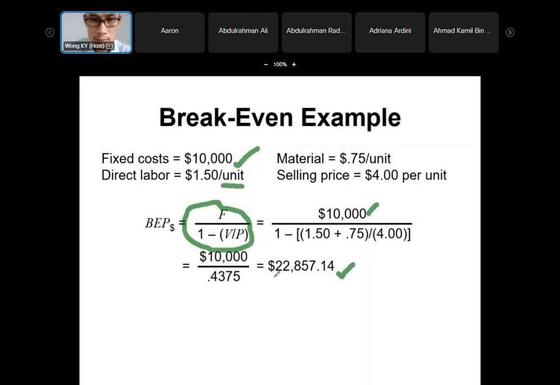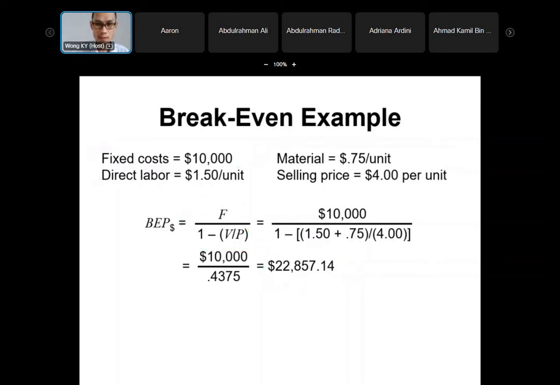So it means what? It means if you have a product with all these details, what is the price that you should sell your product in order for you to break even? So this is the answer. This is the price that you should sell your product if you want to break even. Right? If you sell less than this value, you will incur losses. If you sell more than this value, you will get profit. That's the meaning.